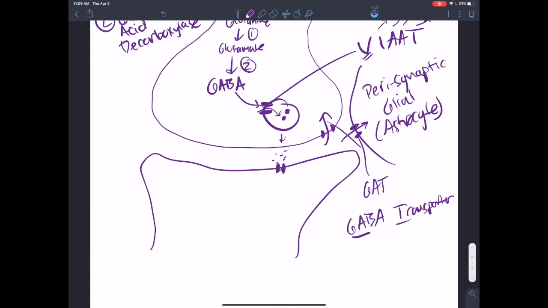Next we're going to talk about all the different slew of receptors we have, ionotropic and metabotropic.